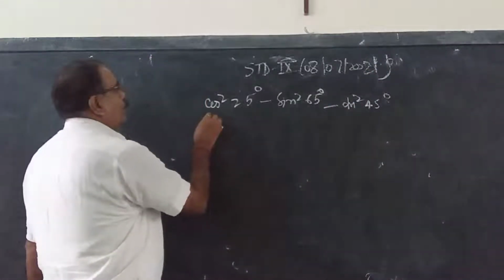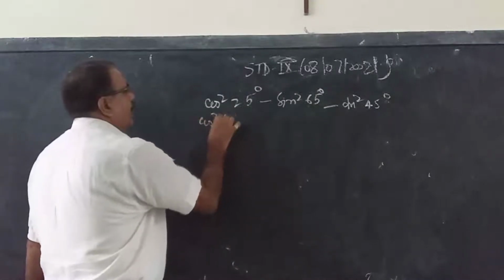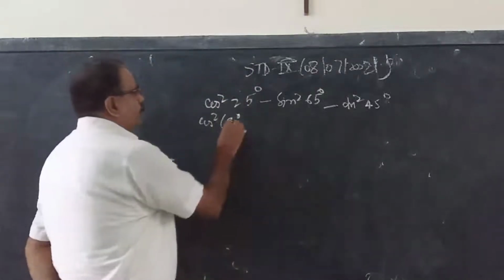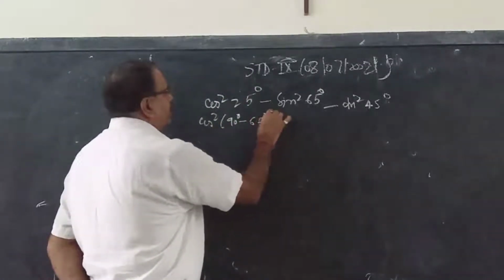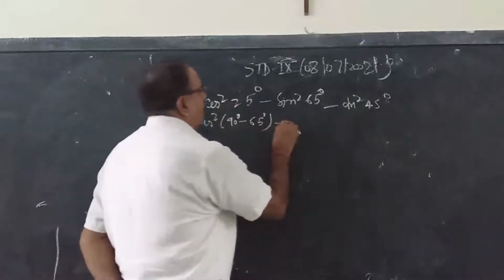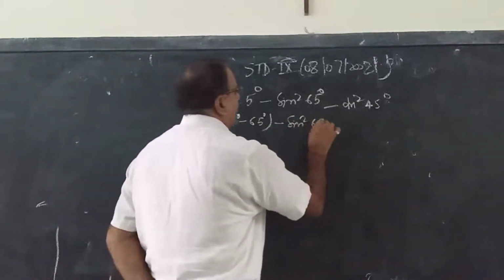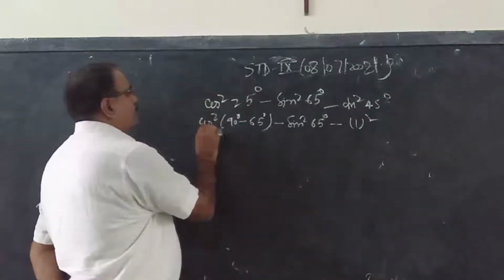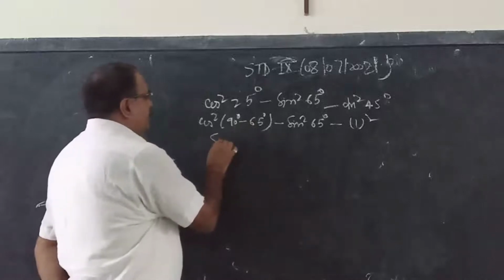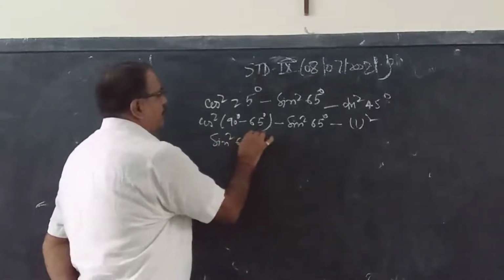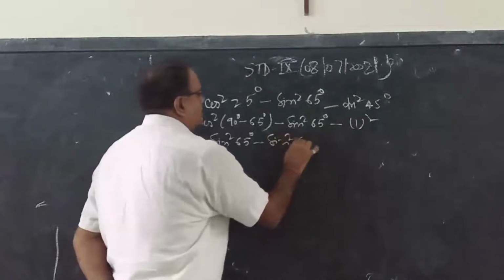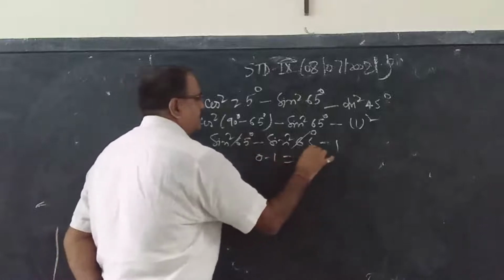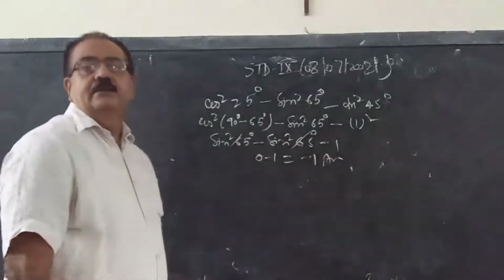So I am going to convert the first one. Cos square of 90 degree, how much will we subtract so that it will be 25? From 90, when we subtract 65 degree, it will be 25 degree, minus sin square 65 degree, minus tan 45 is 1, square. Now cos of 90 minus theta is sin theta. So it becomes sin square 65 degree minus sin square 65 minus 1. This cancels, 0 minus 1, the answer is minus 1.